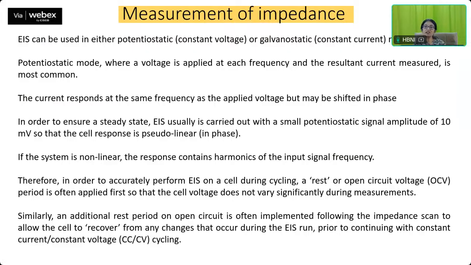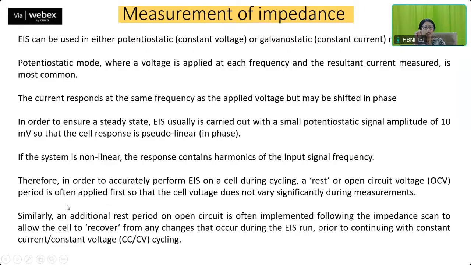small potentiostatic signal amplitude of 10 millivolt, so that the cell response you get is pseudo-linear. So that's why you have to apply a very small potentiostatic signal amplitude. Now, if the system is non-linear, what is going to happen? The response contains harmonics of this input signal frequency.